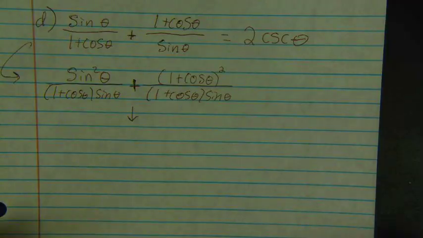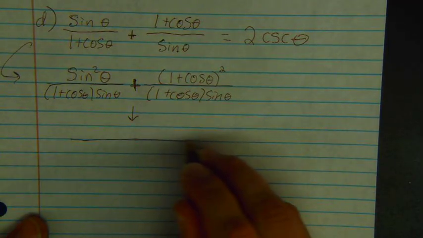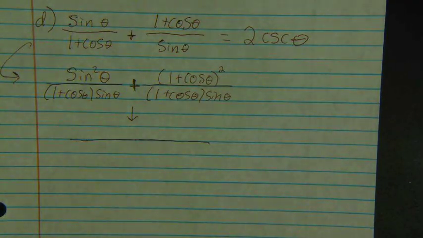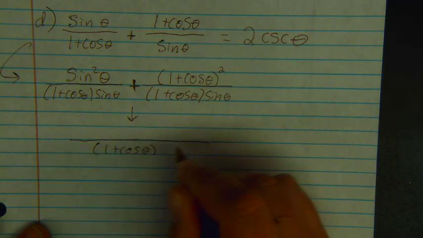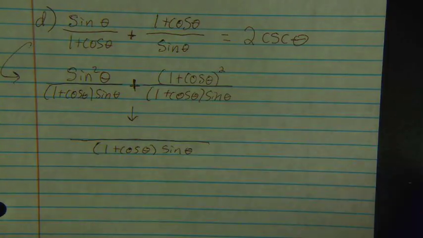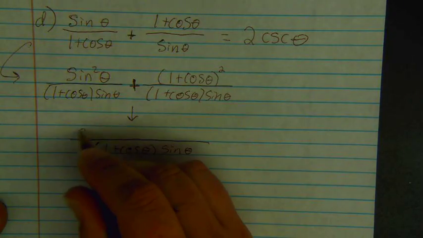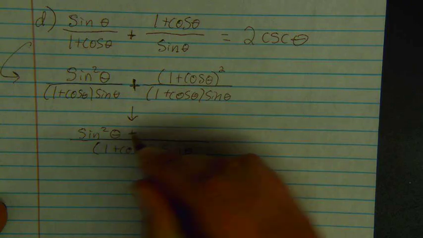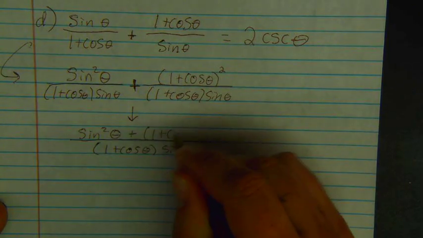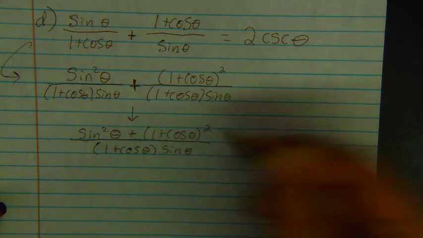Okay, so now it's just a matter of writing this as one fraction with a common denominator of 1 plus cosine theta times sine theta. Okay, and I'm going to add the tops together and just write it as 1. So I've got sine squared theta plus, I'll just write this, 1 plus cosine theta squared.